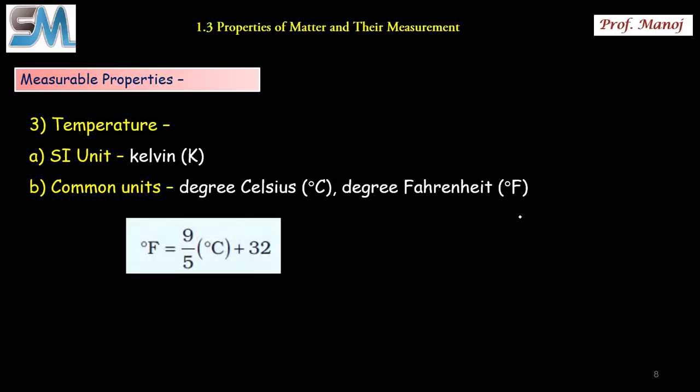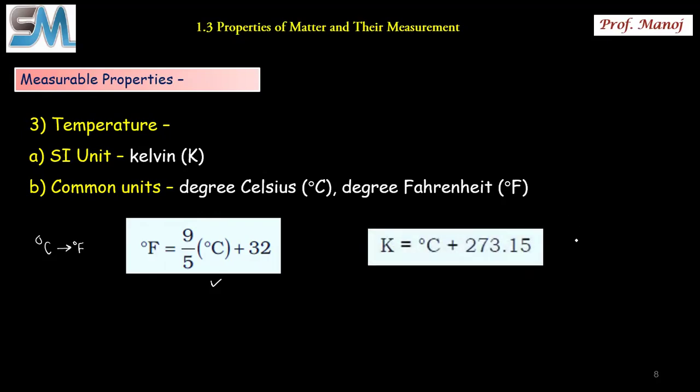So the first conversion we remember is temperature in Celsius multiplied by 9/5 and added with 32 gives you temperature in Fahrenheit. So this is a conversion of Celsius to Fahrenheit. Second one is conversion of Celsius to temperature in Kelvin. Just add a factor of 273.15 and you will get Celsius converted into Kelvin, or even vice versa.